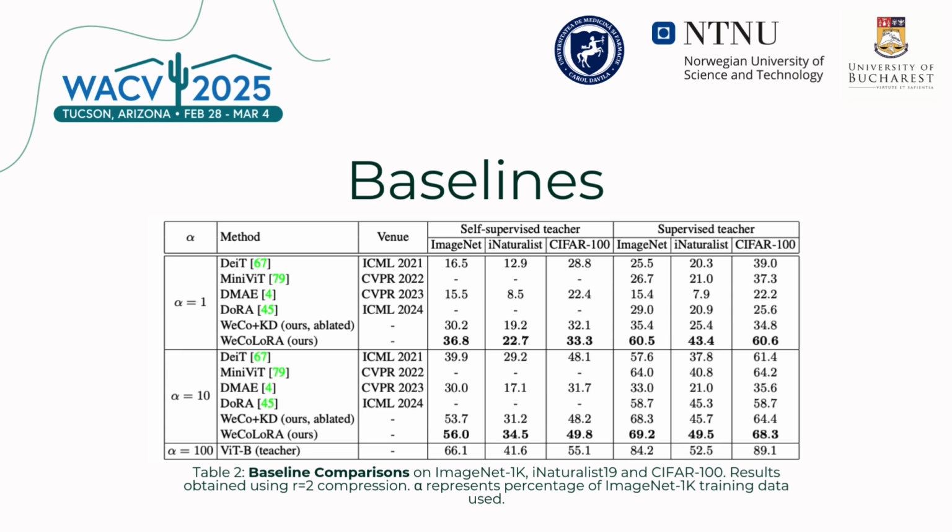For our baseline comparison, we look at accuracy rates obtained by four state-of-the-art methods: DeiT, MiniViT, DMAE, and DoRA, in comparison with weight copy plus knowledge distillation and ViCoLoRA. The results are obtained using a compression factor of 2 while alternating between a self-supervised ViT-based teacher and a supervised one. The parameter alpha on the left represents the percentage of the original ImageNet 1K training set used during knowledge distillation. The best accuracy on each downstream dataset and each value of alpha is highlighted in bold. All results are based on linear probing.